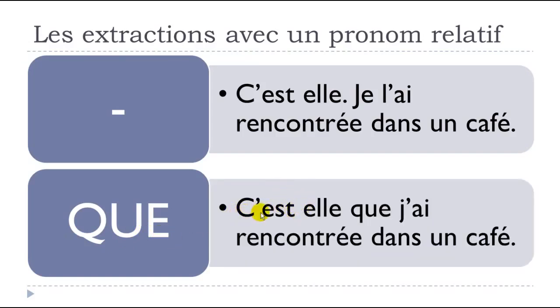So basically the same concept, you just keep the first sentence, c'est elle, exactly the same here, then you will put your pronom relatif, que. Remember we put que because in the second sentence, it's not the subject, it's this complément d'objet direct, grammatical object. C'est elle que j'ai rencontrée dans un café. So basically your sentence continues after that.